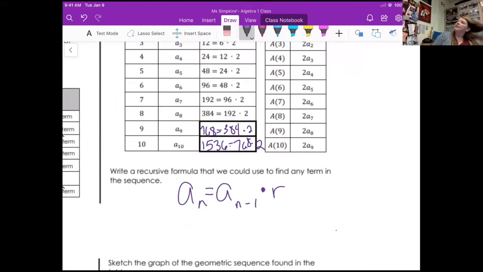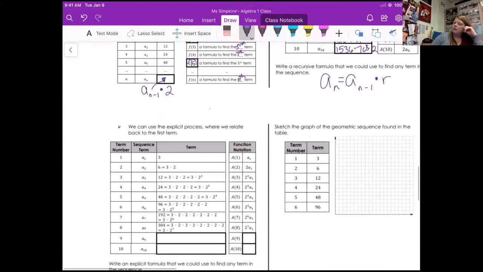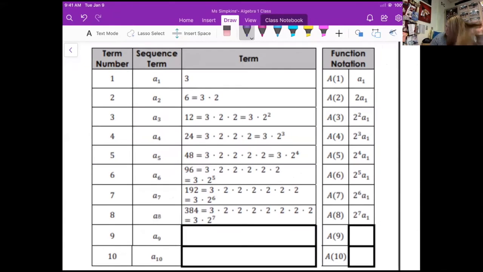So let's talk about the explicit one. So the one that we can use to find any number super easy. So here, look at this second table. And we're just going to base everything off the first term. So to find 6, we multiply 3 by 2 one time. To find 12, we multiply 3 by 2 two times. You can also rewrite 2 times 2 as 2 to the second power. To find the fourth term, we multiply by 2 3 times. We could rewrite that as 2 to the third power.